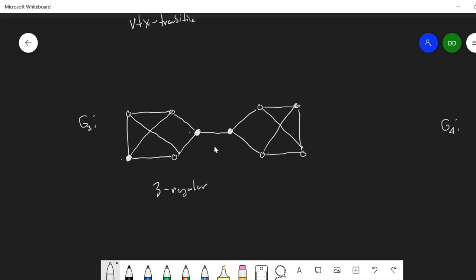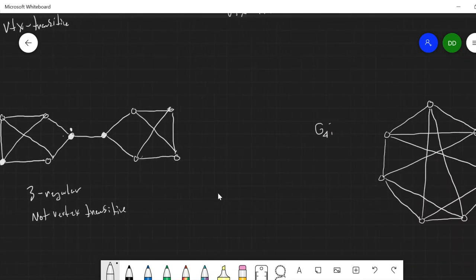Another way we could see this is by looking at the number of triangles that a vertex is contained in. So again, we'll focus on this vertex. This is not a part of any triangle. However, this vertex down here is a part of one triangle. There's one triangle this is a part of, but this one's part of no triangles. So this is not vertex transitive. Again, those two vertices that I highlighted are not in the same orbit. There's no automorphism that sends one to the other. So it's not vertex transitive.